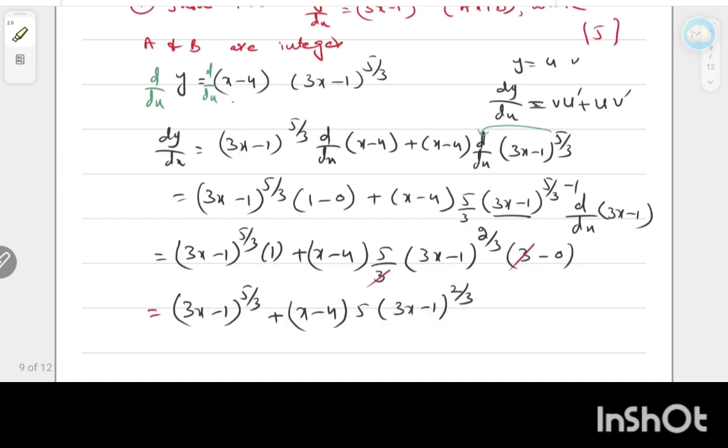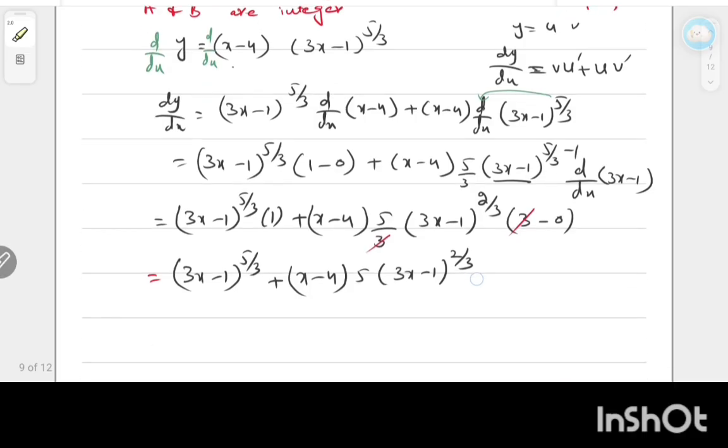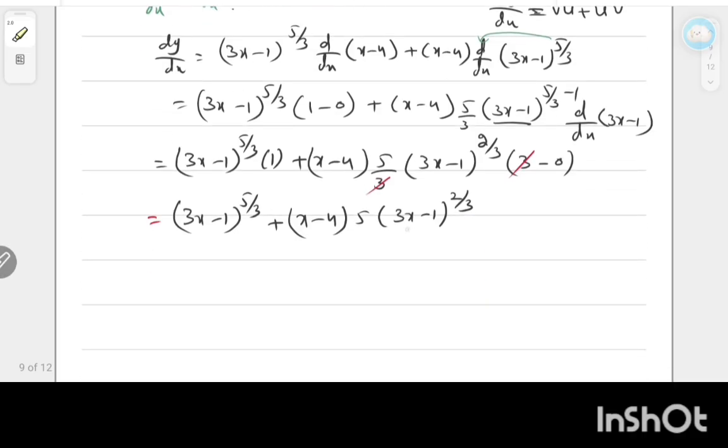2 by 3. To simplify more, if we take something common, look here very carefully: there are the same terms but their powers change. If we take the derivative and take common the power 2 by 3, what do we get here? We have to get here (3x minus 1) plus 5 times 3x, and only x minus 4 remains.